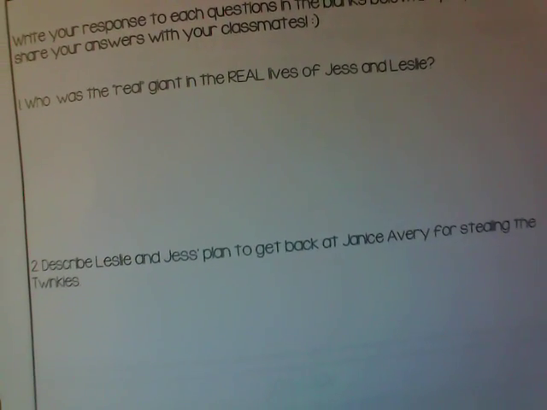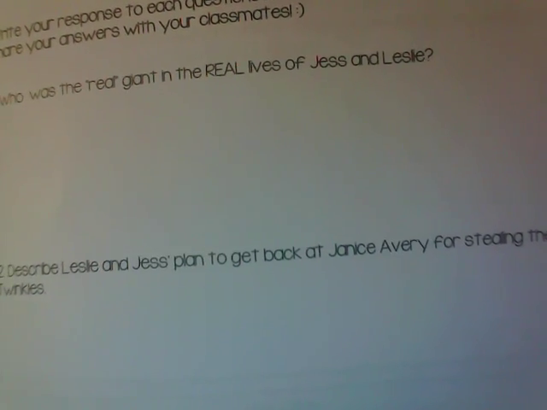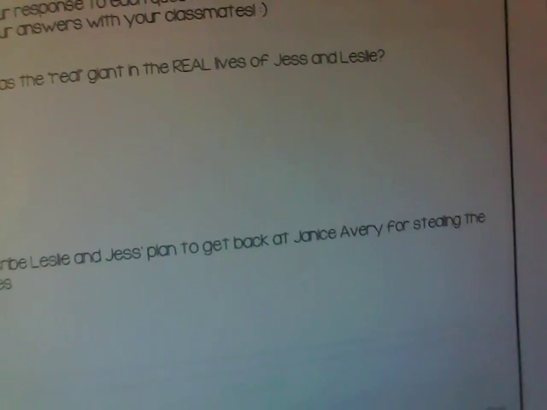Number 1, who was the real giant in the real lives of Jess and Leslie? So we know that they fight different giants and problems in Terabithia, but who is the giant in their real lives? Look at the very beginning of the chapter. It does answer that for you in the very beginning.